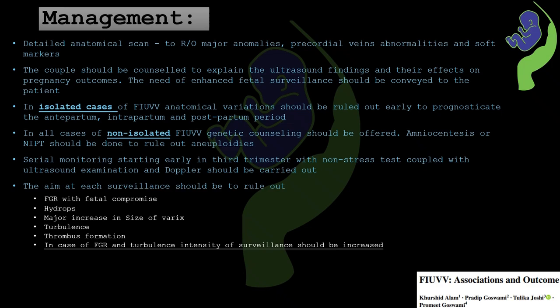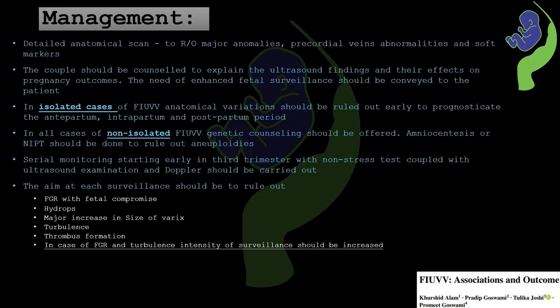In non-isolated cases, genetic counseling should be offered, and amniocentesis or NIPT should be done to rule out the aneuploidies. Early in third trimester, serial ultrasound along with Doppler should be used for monitoring, along with the non-stress test. At each surveillance visit, the primary aim is to actively look for the evolving complications. This includes ruling out fetal growth restriction with evidence of fetal compromise, development of hydrops, and any significant increase in the size of umbilical vein varix.